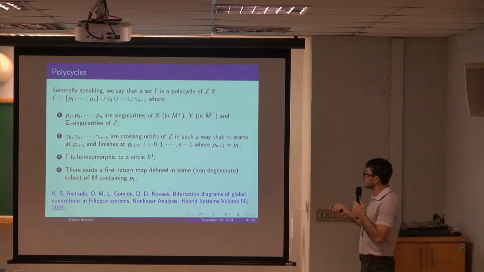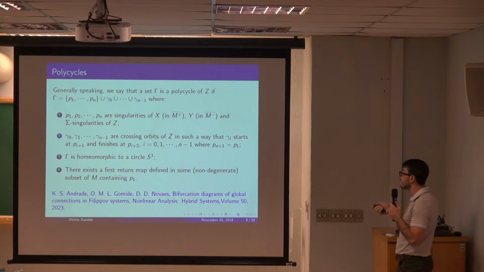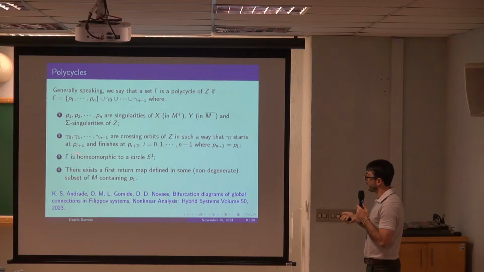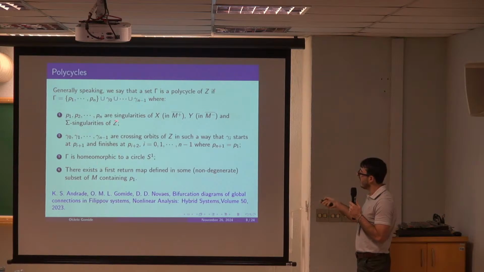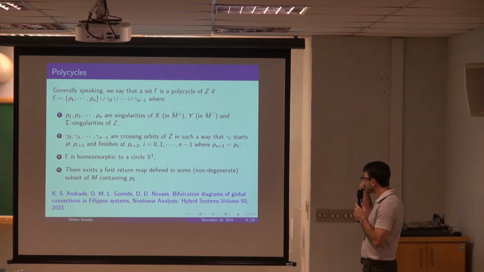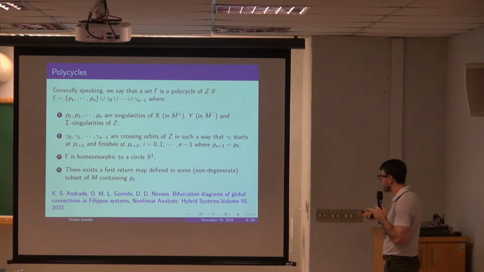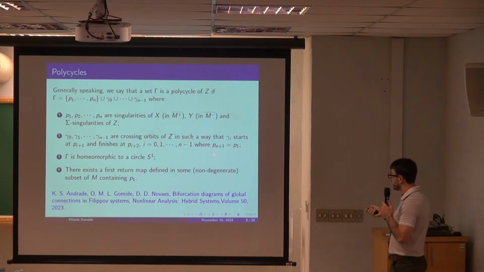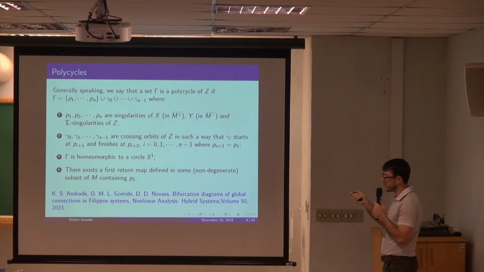And the orbits gamma 0, gamma 1, gamma i, and minus 1 must be crossing orbits of Z in such a way that gamma i starts at p_i plus 1 and finishes at p_i plus 2, to have a kind of connection. We will see some examples in the following slides.